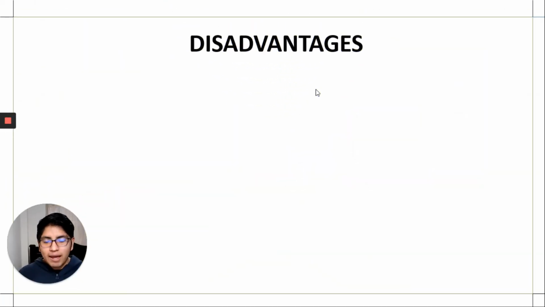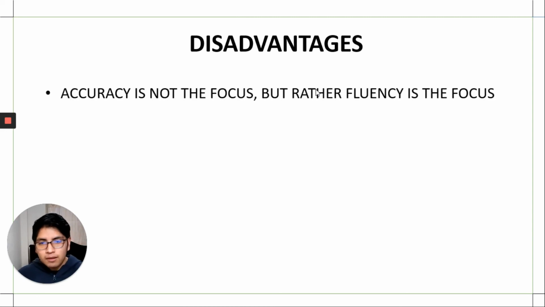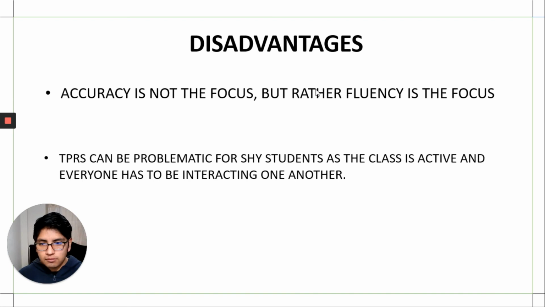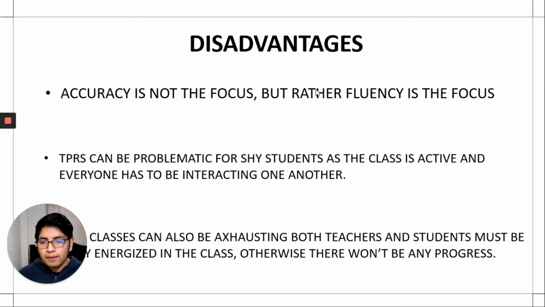Let's talk about the disadvantages of using this method. The first disadvantage is that accuracy is not a focus, but rather fluency is the focus. TPRS can be problematic for shy students as the class is active and everyone has to be interacting with one another. The classes can also be exhausting. Both teachers and students must be fully energized in class. Otherwise, there won't be any progress.